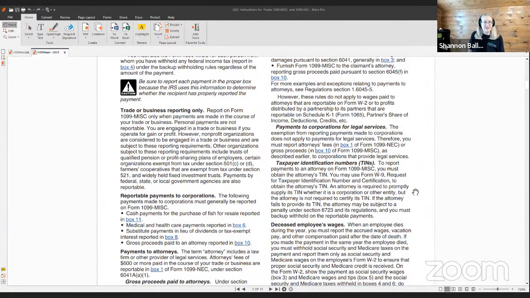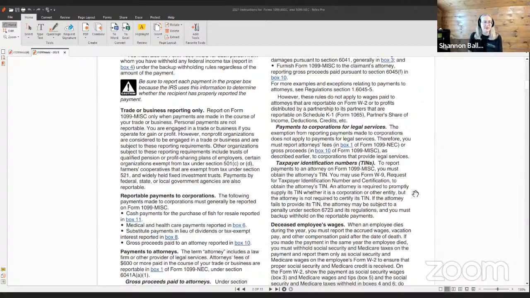Trade or business reporting only. Report on Form 1099 miscellaneous only when payments are made in the course of your trade or business. Personal payments are not reportable. You are engaged in a trade or business if you operate for gain or profit. However, nonprofit organizations are considered to be engaged in a trade or business and are subject to the reporting requirements.